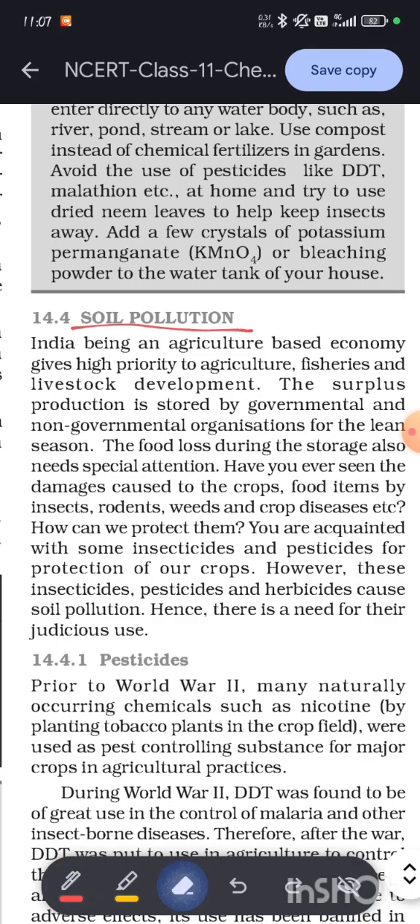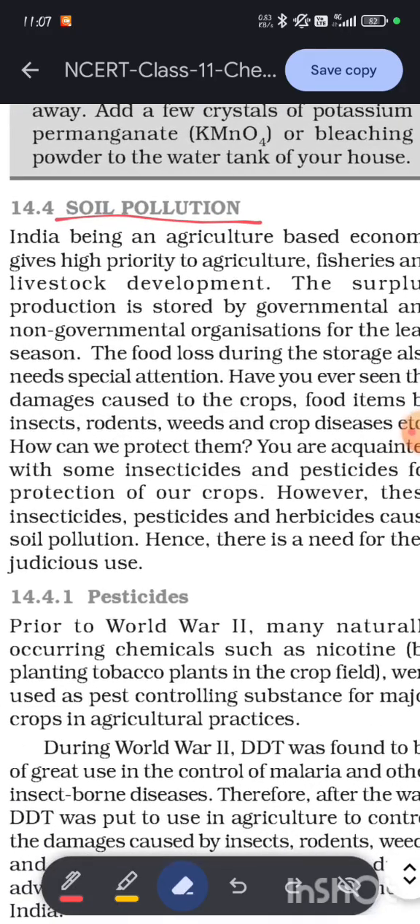Then, soil pollution. India being an agriculture-based economy, has given high priority to agriculture, fisheries and livestock development. The surplus production is stored by governmental and non-governmental organizations for the lean season. The food loss during storage also needs special attention.